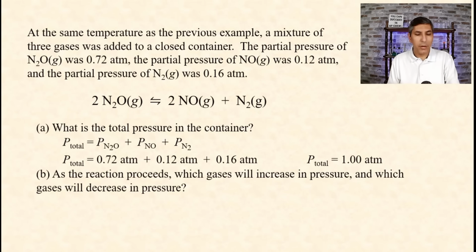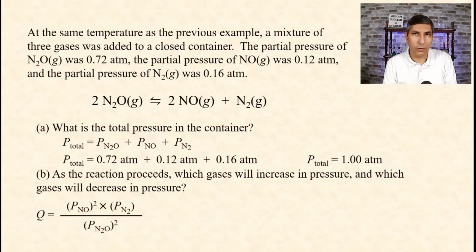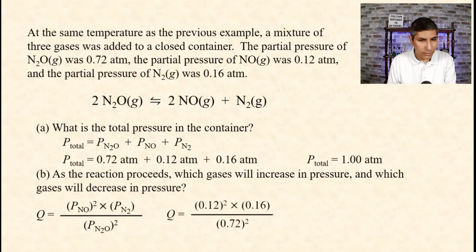And so on this problem, we have to use the reaction quotient. Now the reaction quotient is products over reactants raised to the power of the coefficients, but we call it Q because it's not necessarily at equilibrium. So we plug these pressures in here. The NO is 0.12, that's got to be squared. The N2 is 0.16, and the N2O is 0.72, and that's got to be squared. And when you calculate the value for Q on your calculator, you find that it's equal to about 4.4 times 10 to the negative third.